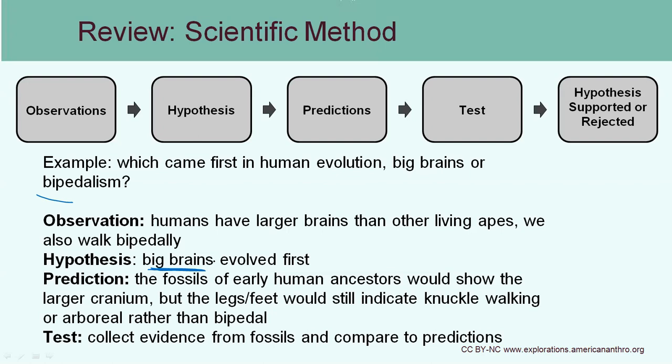So we would look for something that has a large cranium, but the rest of their body, basically their legs and their feet, would still show evidence of arboreal or knuckle walking rather than being bipedal. So that's how we would get evidence to support our theory. Now, if we're incorrect, then we would have to revise our hypothesis and try again.